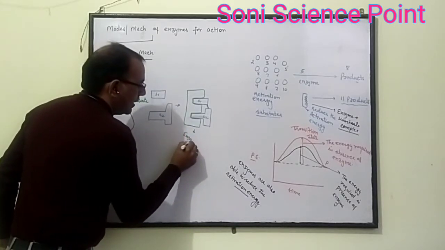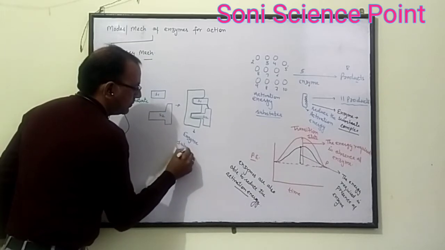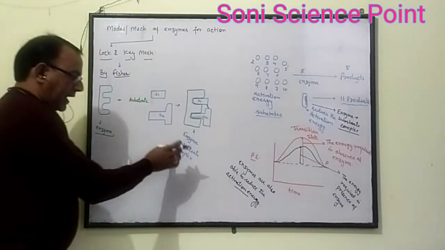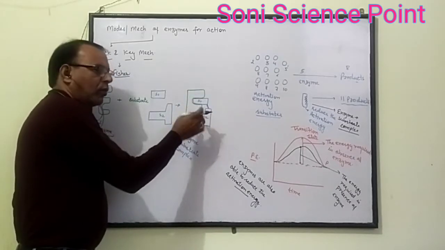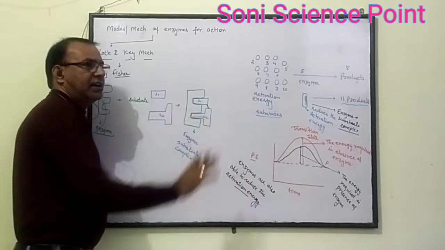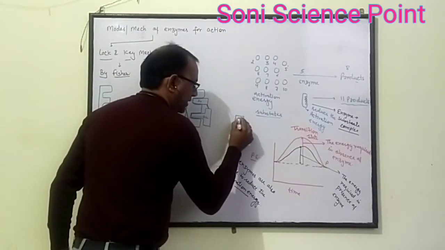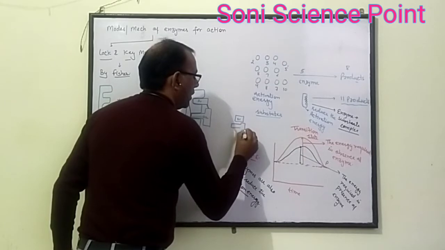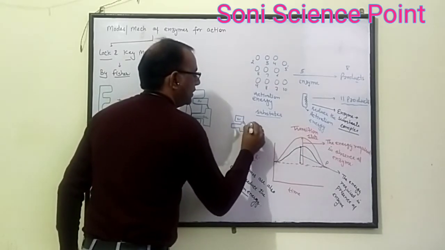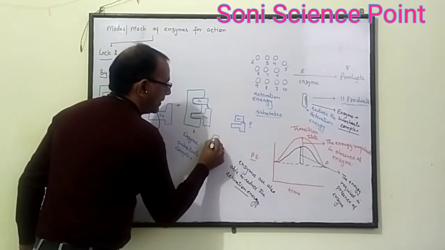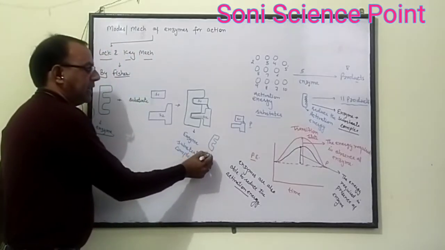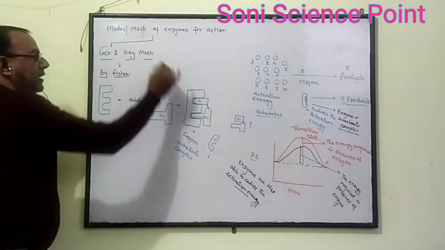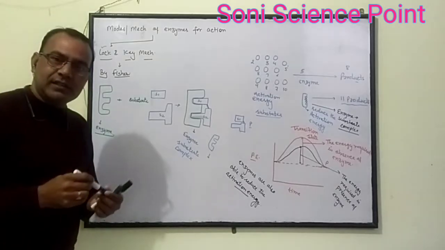This is the enzyme substrate complex. The enzyme substrate complex combines both substrates or many substrates. They form a bond and release the substrates, S1 and S2, by forming a bond, and they change into product. The enzyme is free. This enzyme then again changes another substrate and forms a new product. This is called the lock and key mechanism, which was proposed by Fischer.